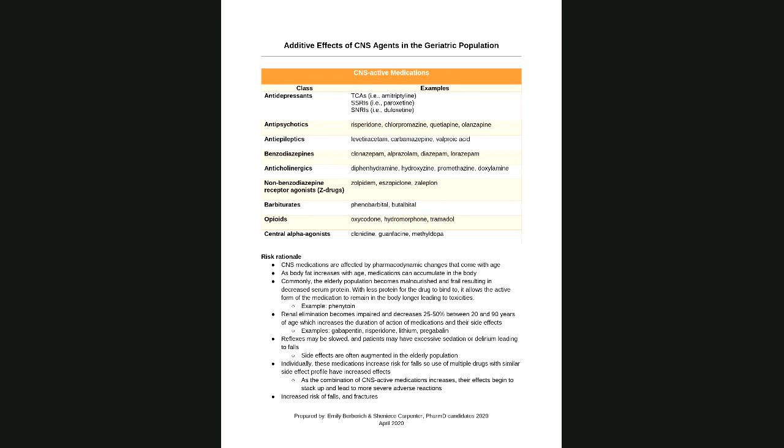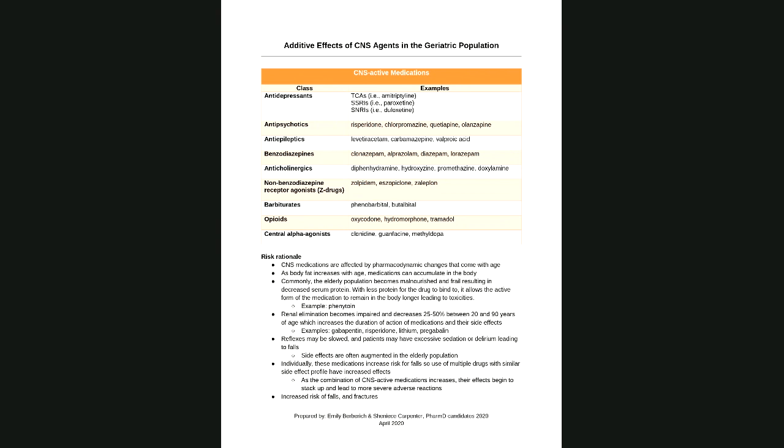So the reason why we're discussing this topic today is because with the elderly population, the way that their bodies are affected when they get older changes. So these CNS medications and the examples that I just listed out are affected by the pharmacokinetic changes that come with age. So when you're older, you have more visceral fat, and because of that, these CNS medications can hang around in the body longer. That can lead to accumulation and then increased side effects.